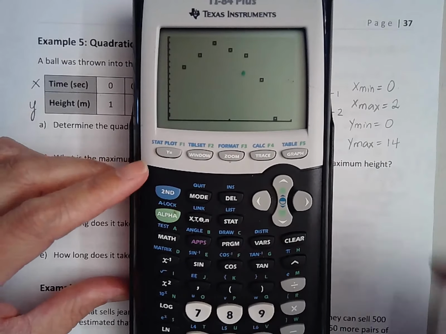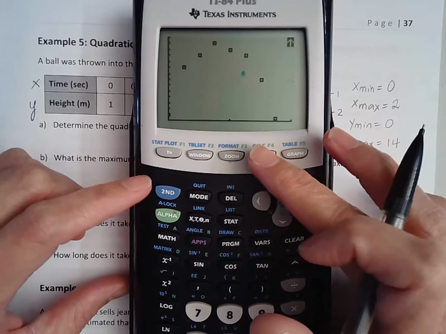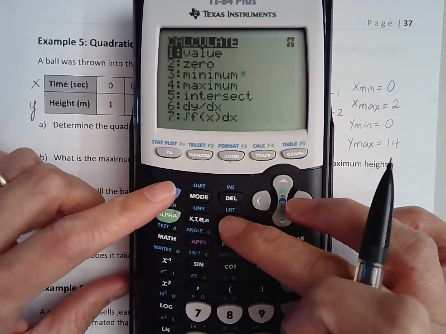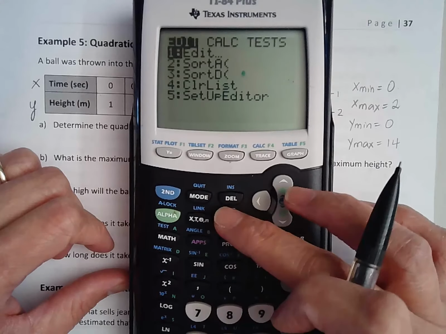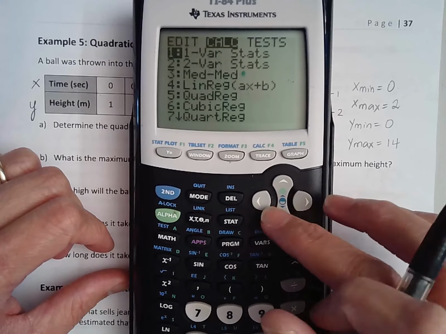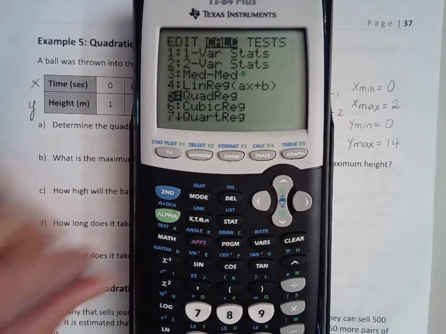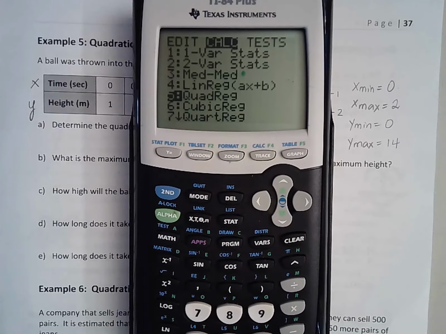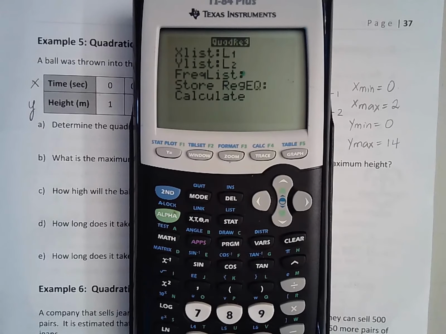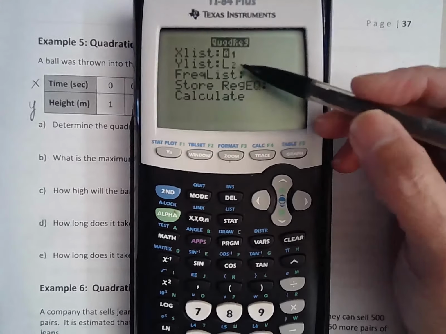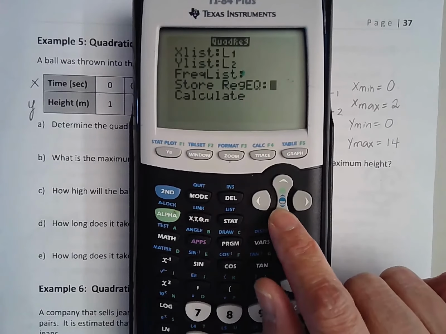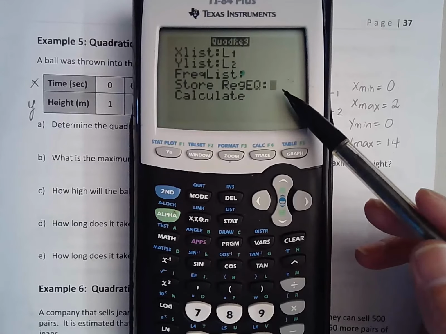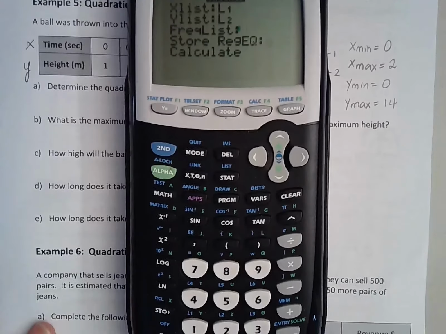You press stat, and then quadratic regression. Okay. So once you get to this point here, if you have this screen, you need to go down to store regression. If you don't have this screen, then you can't go down there.